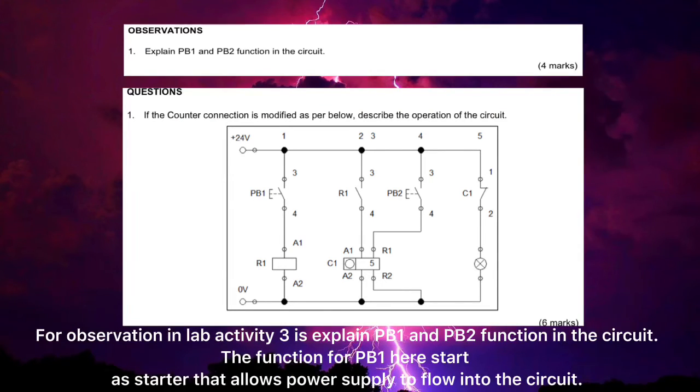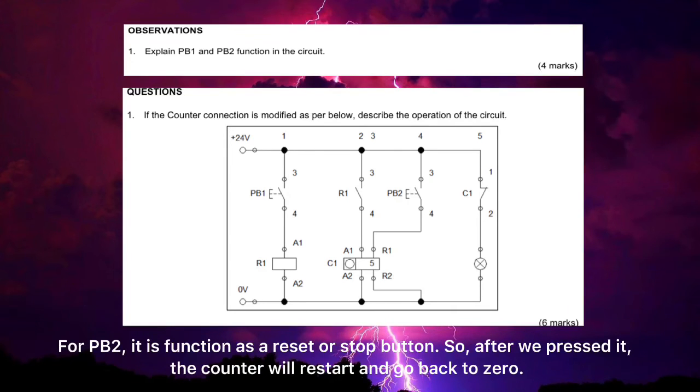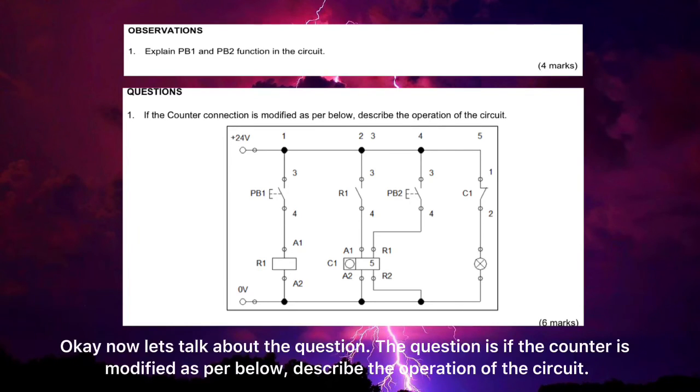Observation. For the observation in lab activity 3, explain the PB1 and PB2 function in the circuit. The function of PB1 here is as a starter that allows the power supply to flow into the circuit. PB2 functions as a reset or stop button. So after we press it, the counter will restart and go back to 0. Okay, now let's talk about the question. The question is, if the counter is modified as per below, describe the operation of the circuit.